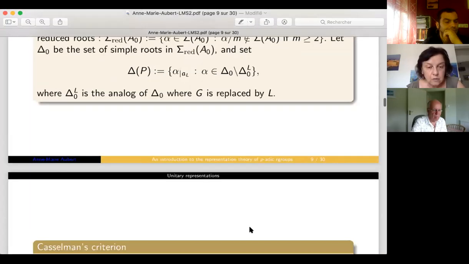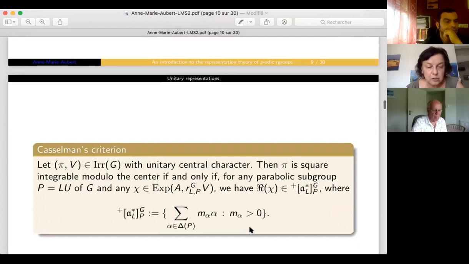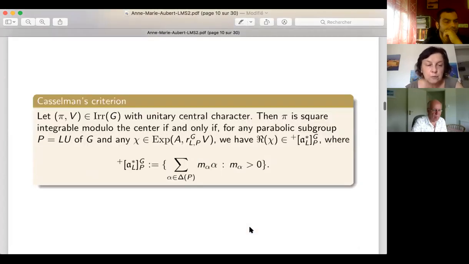Okay, this is kind of classical notation, but it is useful in order to have the following characterization of square integrable representations modulo the center, which is the Casselman criterion. If for any parabolic subgroup P and any exponent χ, the real part of the exponent is in the positive chamber, which is defined like this: you take all the linear combinations with positive coefficients of the roots which are in Δ_P.